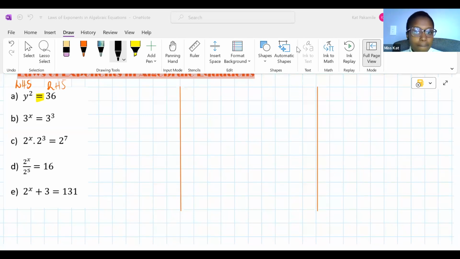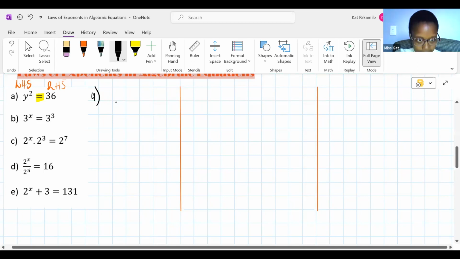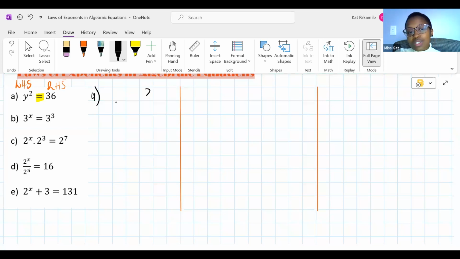Hi, ma'am. You see, ma'am, if y squared equals 36, then mathematically speaking, you're supposed to say 36 divided by 2, which is 6. Is it divided by 2? 36 divided by 2 is not 6. Which operation are you talking about? The reverse, ma'am. So the square root, which is 6. There we go. That's beautiful.